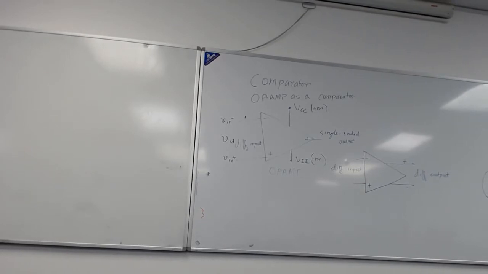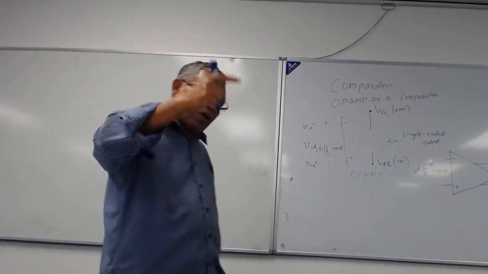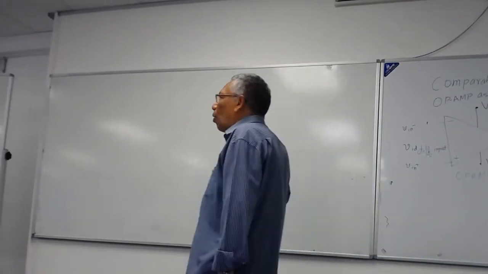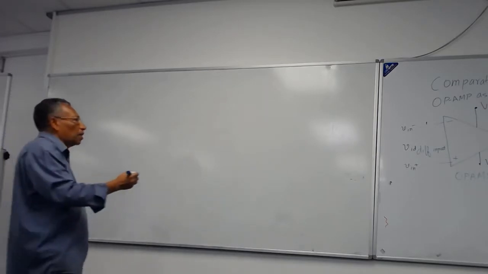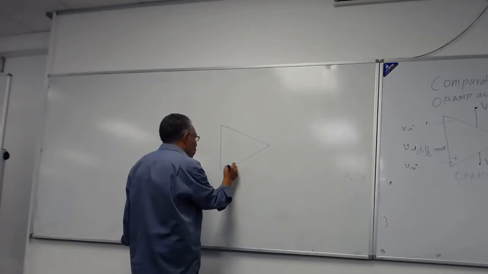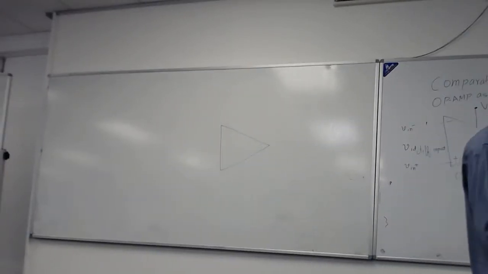So let's look at how an op-amp stops behaving like an amplifier and becomes a comparator, the limiting case of an op-amp behaving like a comparator rather than an amplifier. Say for example you have a non-ideal op-amp. A non-ideal op-amp will have a gain of how much? Will it have infinite gain? It will have some limited gain, isn't it?